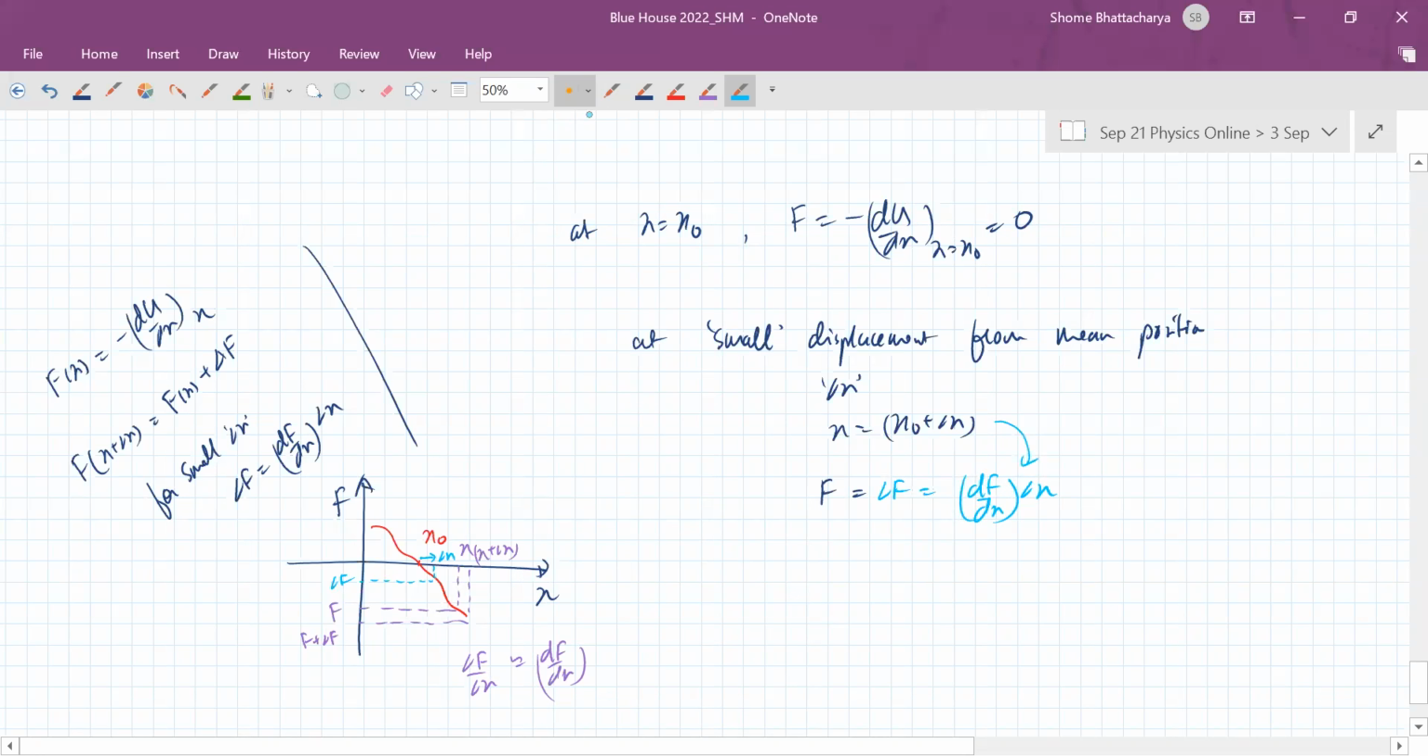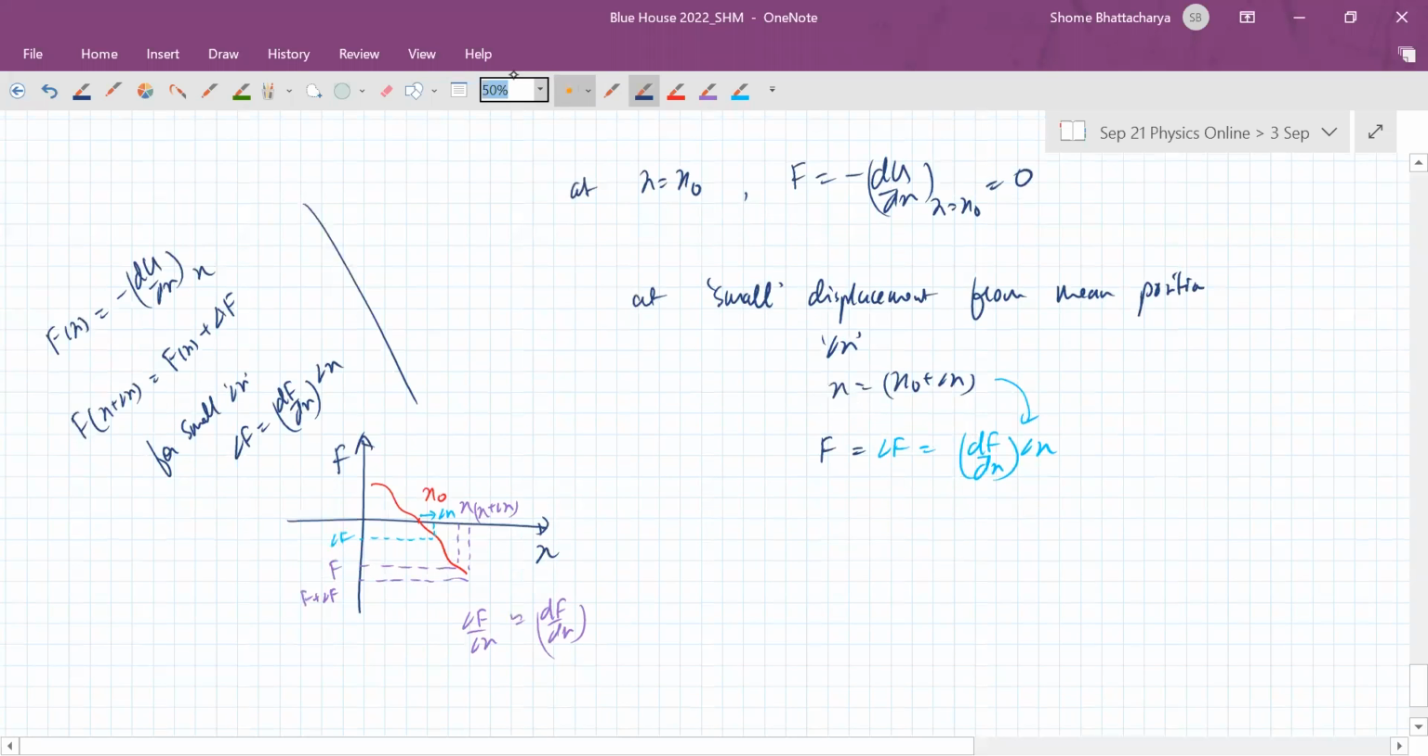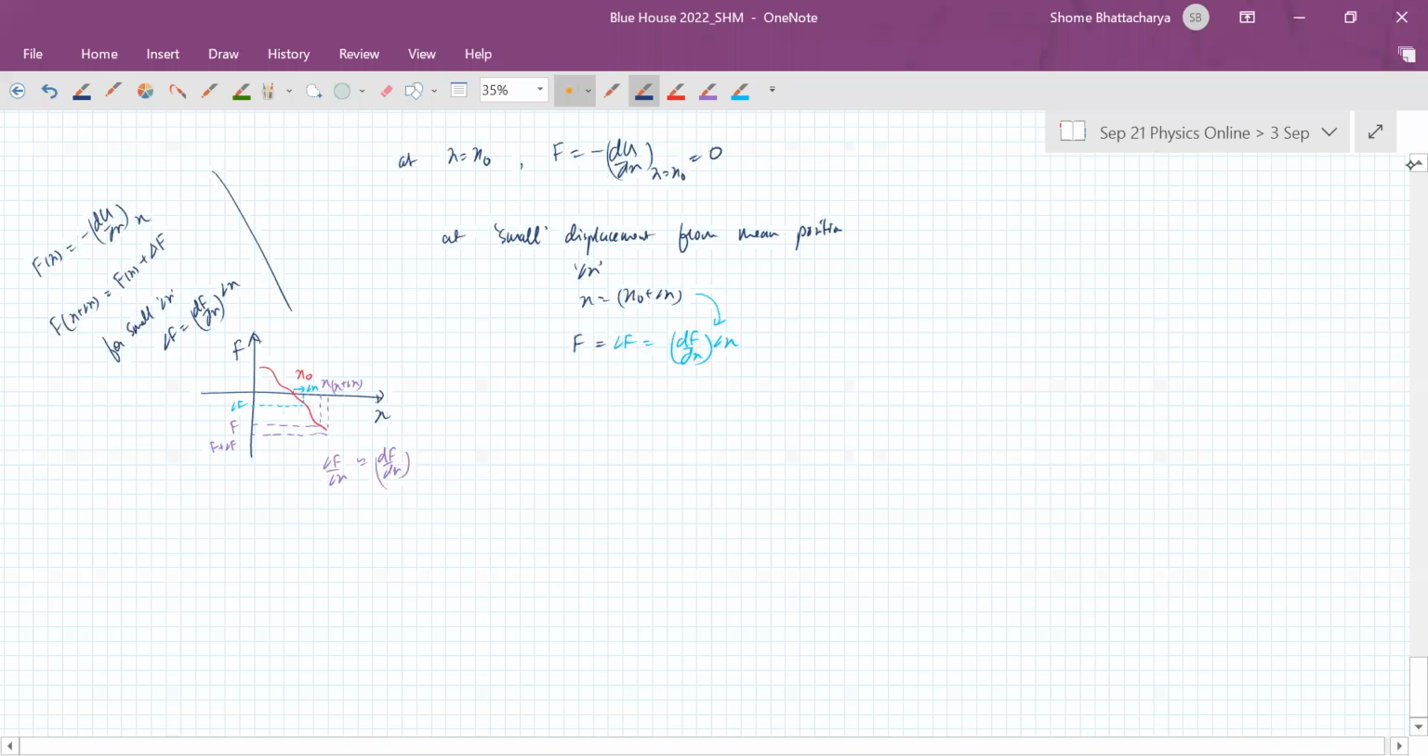Okay, understood this? Yes, sir. Sir, I have solved a bit of that, and in the denominator I get terms like delta x cube. So do we have to neglect that or do we have to keep that? No, wait. We don't have to do all that.